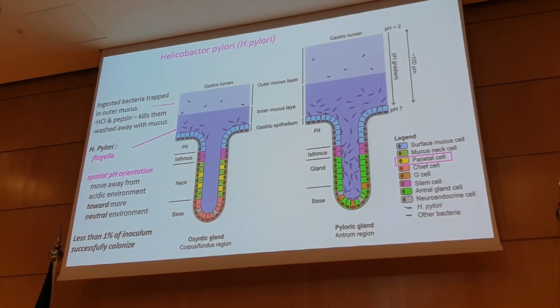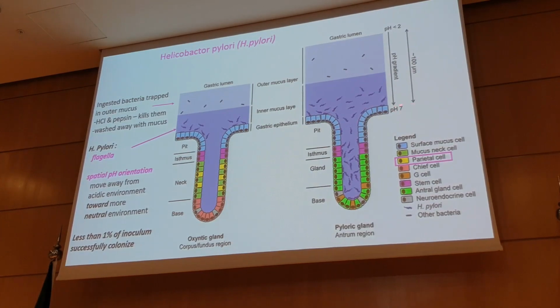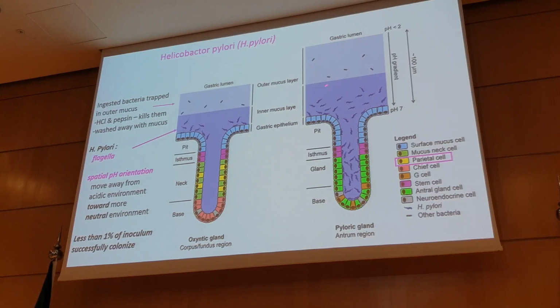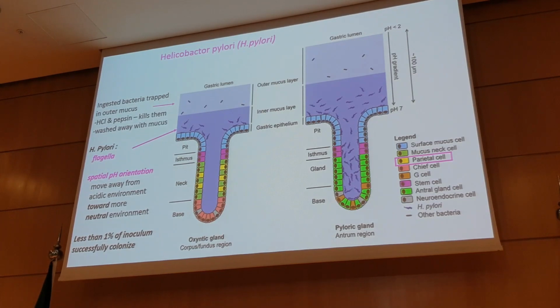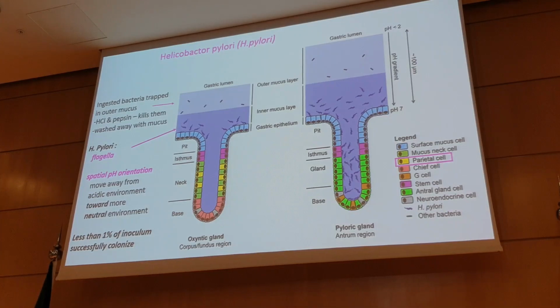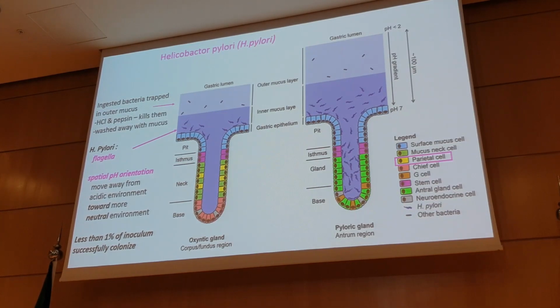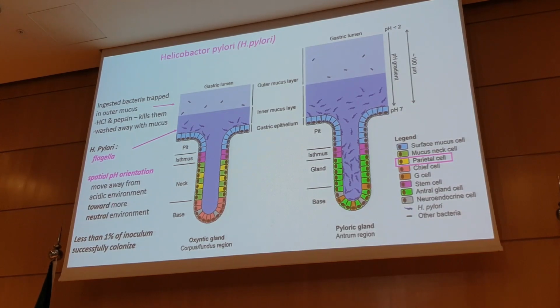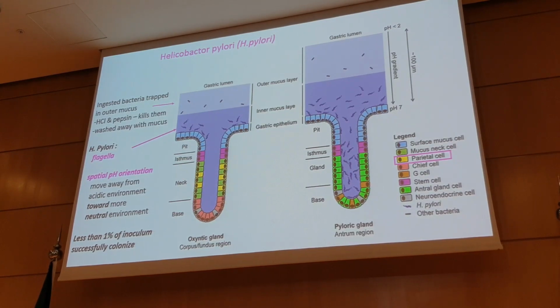Also, if you remember the bicarbonate gradient, the pH is higher, pH 7, and here's pH 2, and they're going to swim down to where the pH is more neutral, away from the acid, right? Otherwise they can't colonize. You can kill H. pylori just like any other bug. That's not a problem. Now, we got all these things. That's called spatial orientation, moves toward a neutral environment.